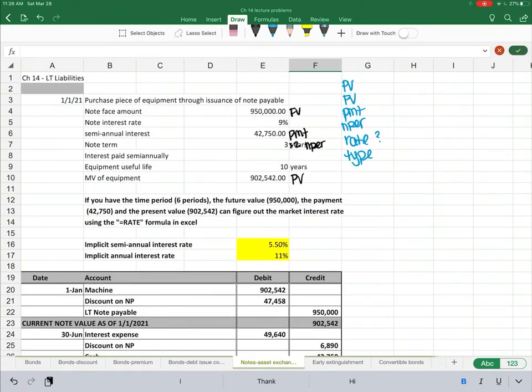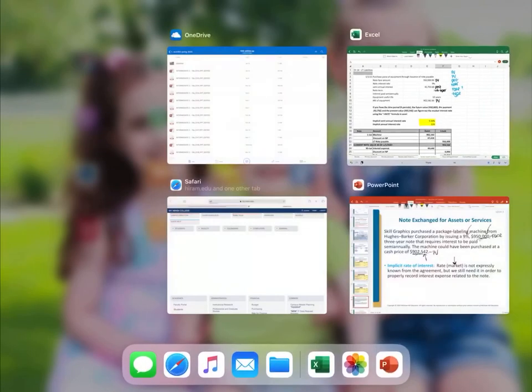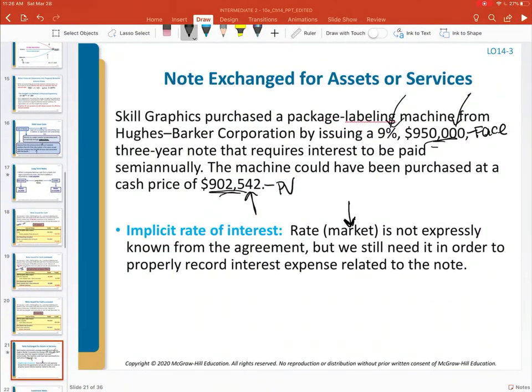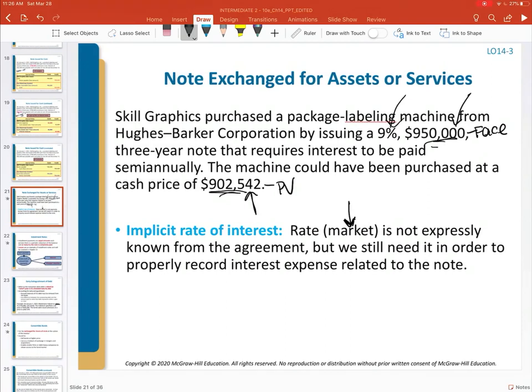So that's the full first year where we issued a note in exchange for a non-cash asset. We received a piece of machinery, and in exchange we issued a note where we were promising to make periodic interest payments and pay a $950,000 face amount at the end of 3 years.